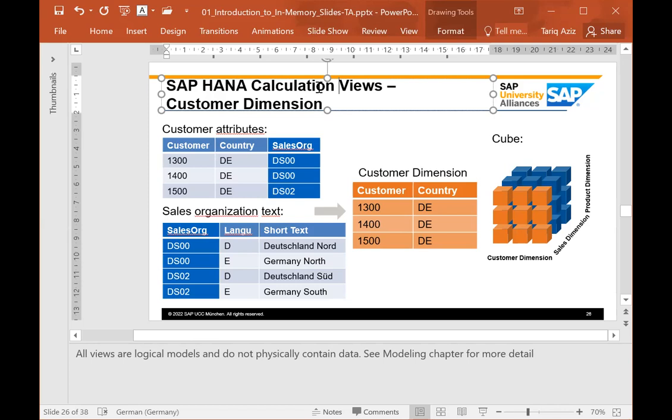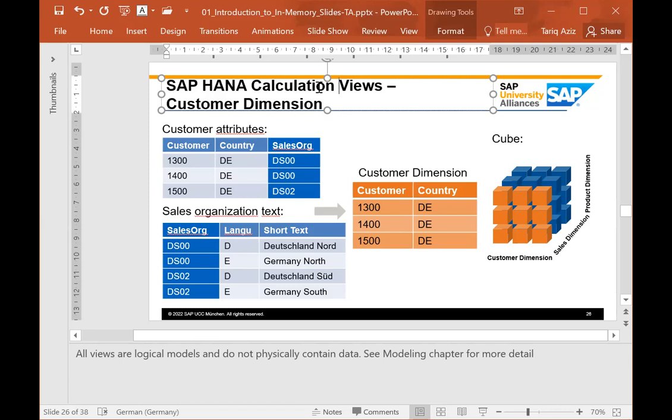You want to have a report on sales organization. So in America, we have two sales organizations, East and the West. I want to report on East sales organization. Okay, this is one dimension. Germany has two, Germany North and Germany South sales organization. I want to report on Germany North sales organization. This is one dimension of the report.